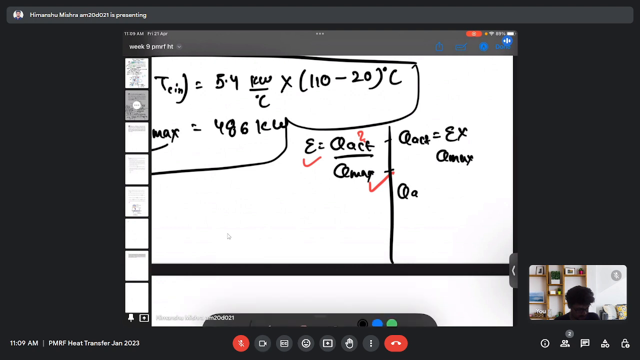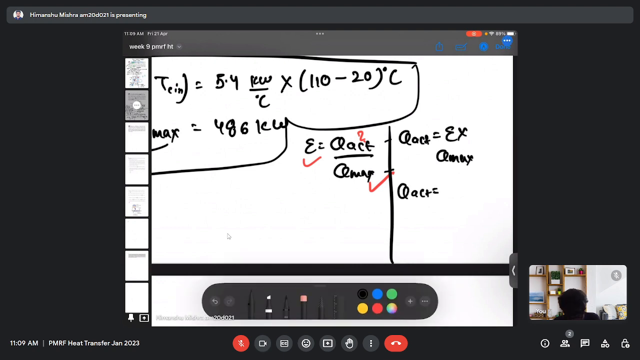So my actual heat transfer will be 0.56 multiplied by my maximum heat transfer, which was 486 kilowatt. So my actual heat transfer will be 272.2 kilowatt. So this is my actual heat transfer.